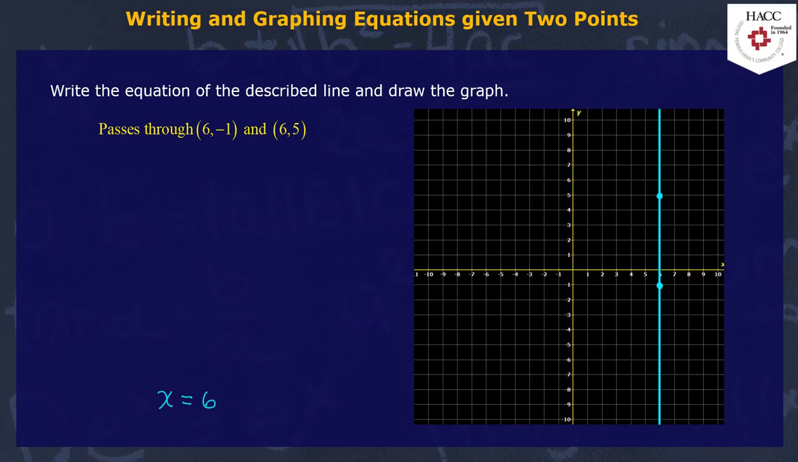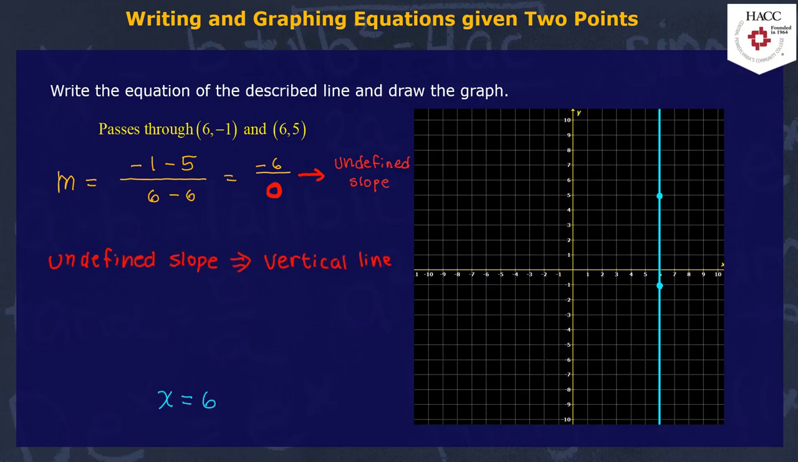But what if you didn't notice that along the way? Maybe you didn't come to that conclusion or you didn't draw the graph. What would point out to you that you do have a vertical line here? Well, if I start calculating the slope and do -1 minus 5 over 6 minus 6, I end up with -6 over 0. I cannot divide by 0. Dividing by 0 is an indeterminate form, and basically that tells me for our cases here that the slope is undefined. And by definition, what we've discussed before is that an undefined slope is the slope of a vertical line.